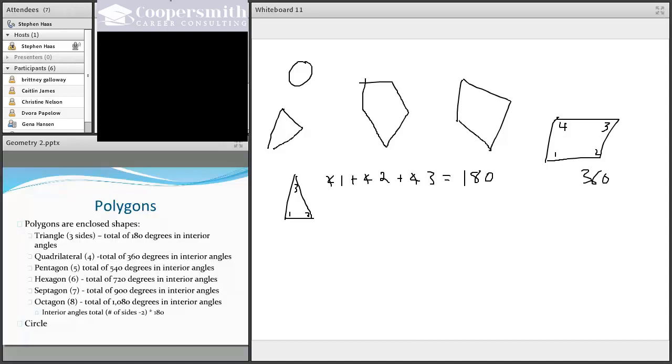So for example, in this pentagon over here, if you have 5 sides, it also means you have to have 5 angles. It also means you have to have 5 junctions, which are angles. If you add angle 1 plus angle 2 plus angle 3 plus angle 4 plus angle 5, you're going to get 540 degrees.